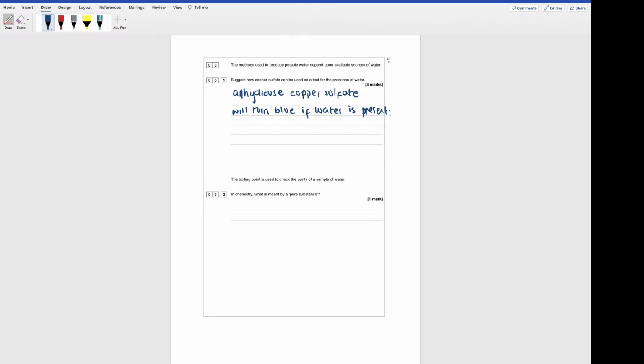Okay, so if there's water present, the copper sulfate will turn blue. It's white to begin with, then it'll turn blue. The boiling point is used to check the purity of a sample of water.